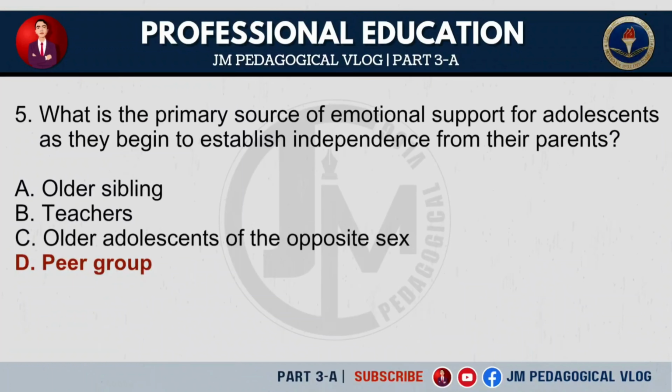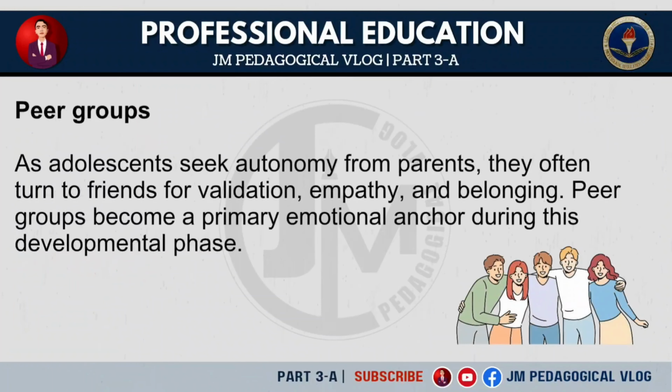D. Peer groups. As adolescents seek autonomy from parents, they often turn to friends for validation, empathy, and belonging. Peer groups become a primary emotional anchor during this developmental phase.